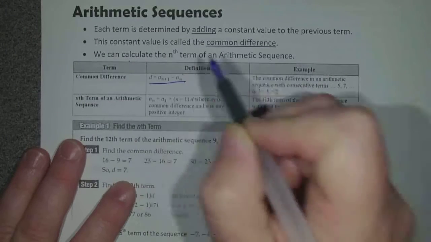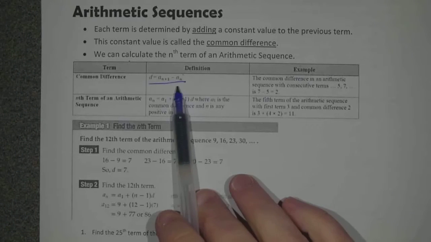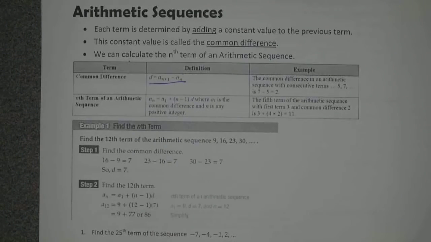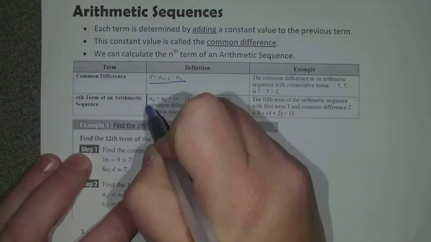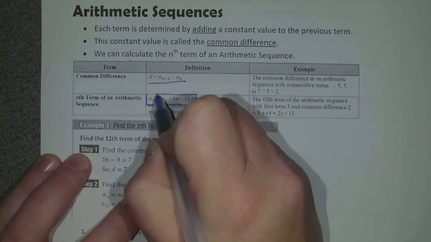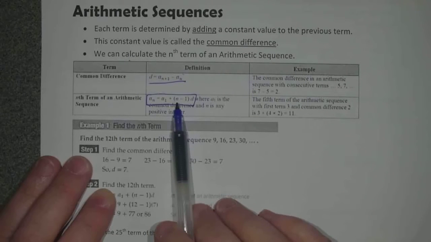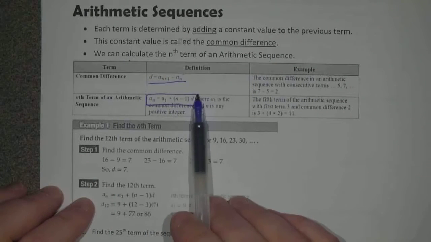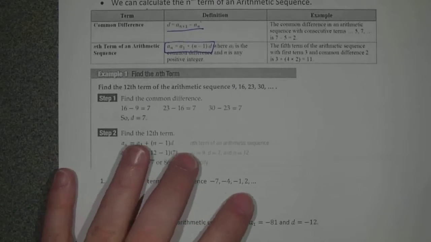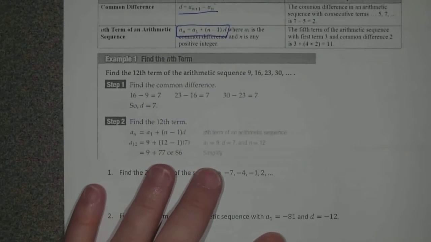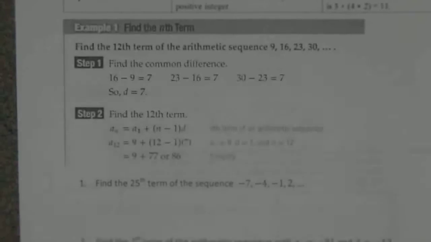So here's a couple of formulas that we're going to be using. This one just tells us how to find the common difference. We take the number to the right and subtract it from the number to the left, and then we just get that common difference. And then here's the formula that we're going to be using to find the nth term. So to find the nth term, we're going to use our first term plus the number of terms we have minus 1 times the common difference. So here we go with an example of how this is done. So example 1, it says find the nth term of this arithmetic sequence.